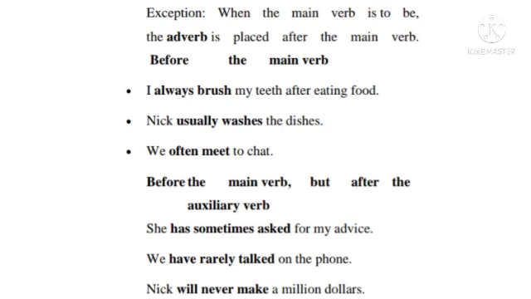So it is placed before the main verb and after the auxiliary verbs. We all know that there are two types of verbs. First one main verb and second one auxiliary verb. And in a sentence, if there is an auxiliary verb, the adverb of frequency is used after it and before the main verb.